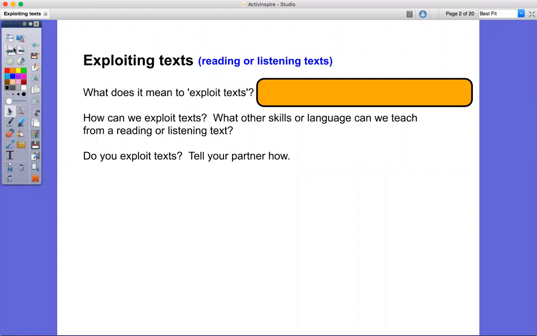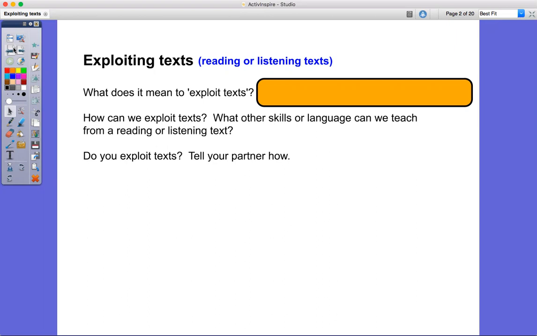Okay, so we've done exploiting text for grammar, and now if you're doing this in your region with your teachers, exploiting text for writing, then this is the video for you. So our first stage then is to tell our teachers that this is the topic of our session. We're going to talk about exploiting texts.